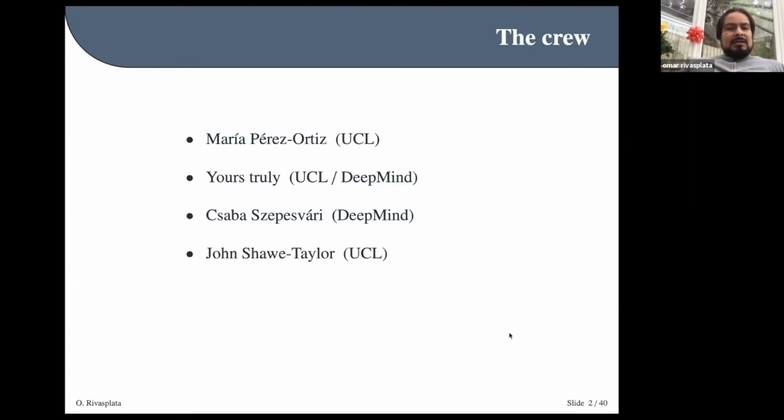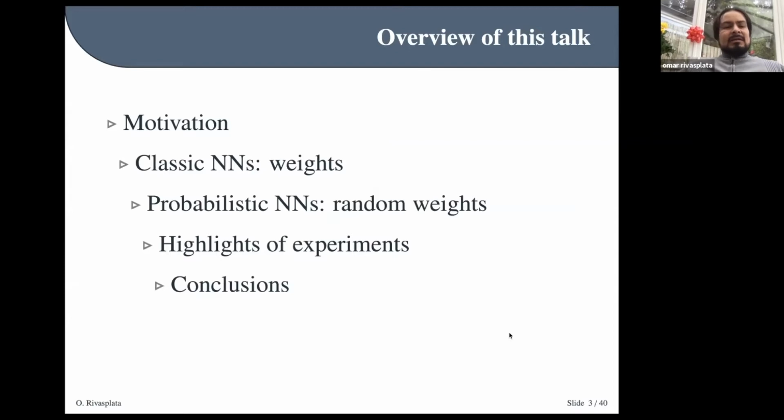A little bit of management of expectations before we move on. This talk is going to have five main parts. First I'm going to start by motivating what the background was, how this project got started. Then I'm going to talk about neural networks in the classical setting, the setting in which the output of training is a fixed setting of the neural network weights. Then I'm going to move on to the probabilistic neural network setting, where the weights are randomized. So the output of learning, rather than a fixed setting of weights, is going to be a distribution over weights. Then I'm going to give a couple of highlights of the experimental results that we obtained when training probabilistic neural networks by minimizing PAC-Bayes bounds. And then I'm going to wrap up with some conclusions.